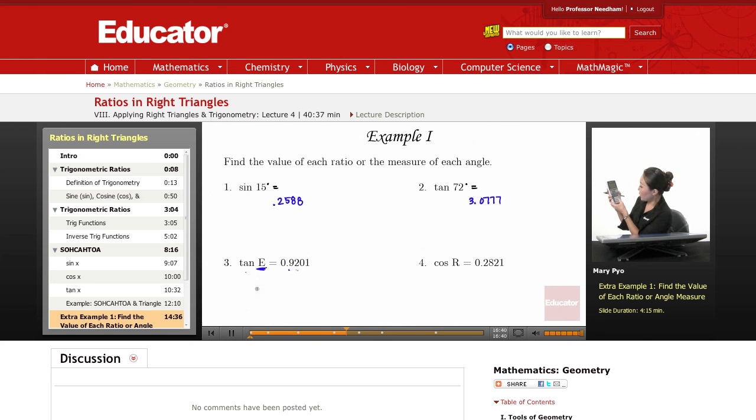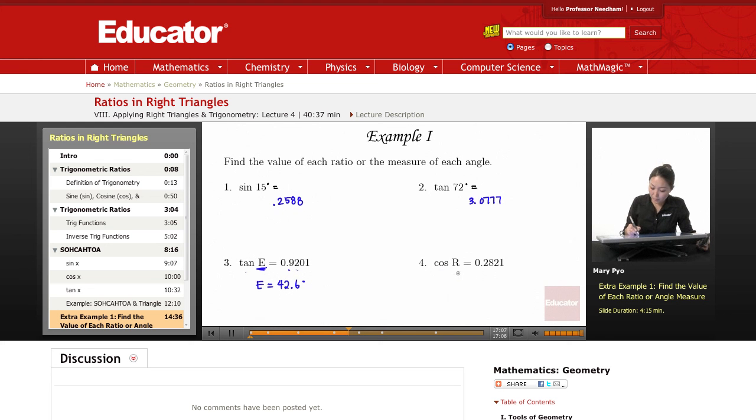So inverse tangent, remember, second and then tangent, 0.9201 equals, and then the calculator knows that you want the angle measure, and that is 42.6 degrees. Okay.